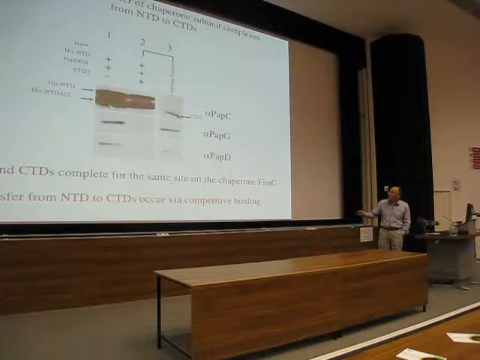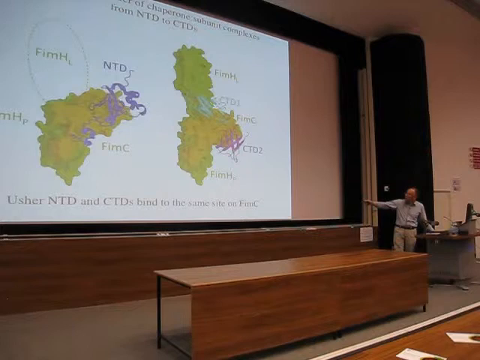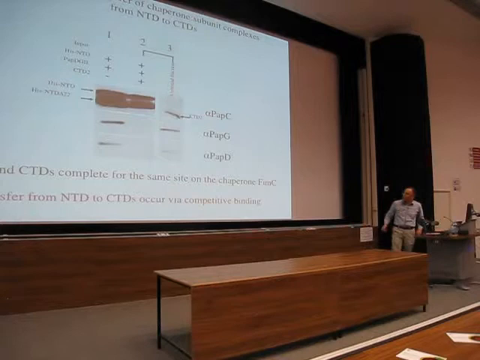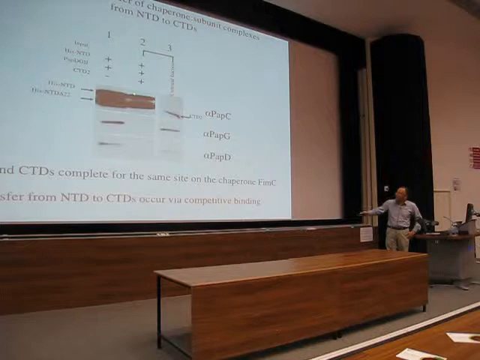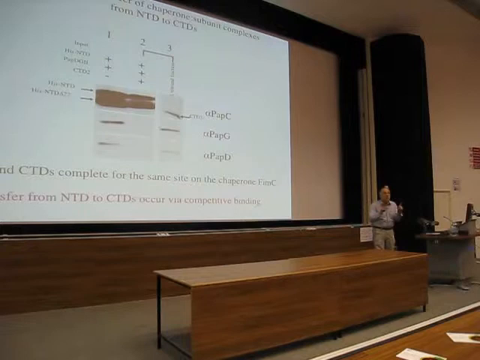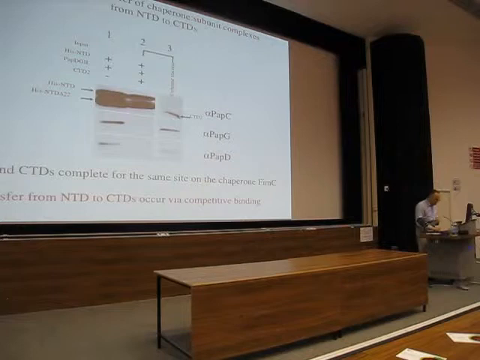And what you do here is that to that mixture, you just add CTD2. So this domain alone. We couldn't do it with the entire C-terminal domain because it was not stable. But if you just do it with the CTD2, you add the CTD2 to the mixture, and what you found in the flow through is the chaperone subunit complexes, no longer bound to the N-terminal domain. So they're able to compete with each other, and we think that's how it goes from one to the other, through a competition.